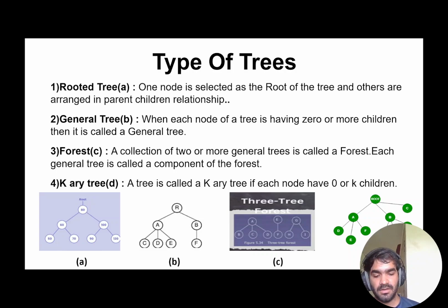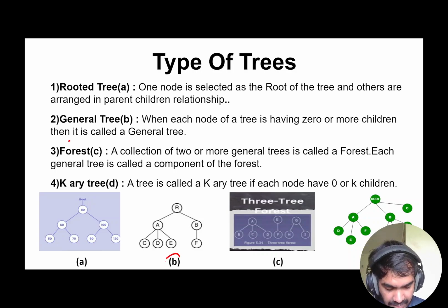The first is rooted tree. A rooted tree is a tree that I showed you earlier, and the structure is the same as I taught you. So let's come to a general tree. The definition of the general tree is, when each node of a tree has 0 or more children, then it is called a general tree.